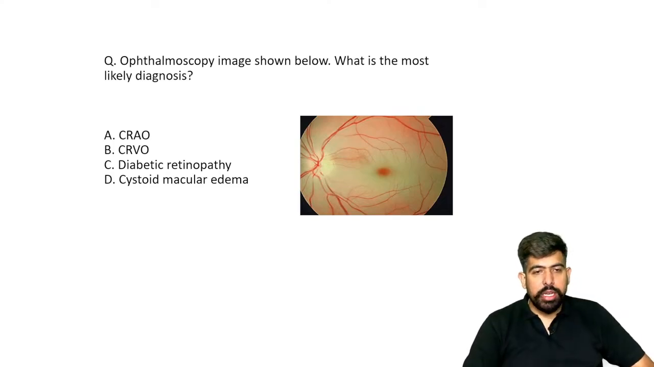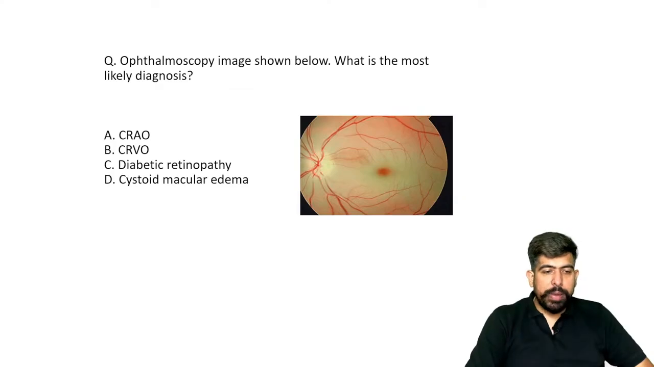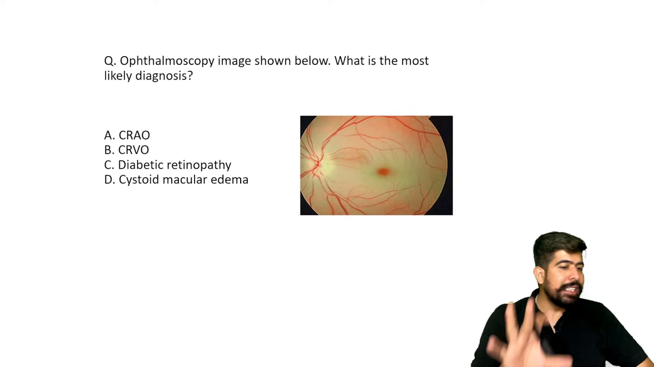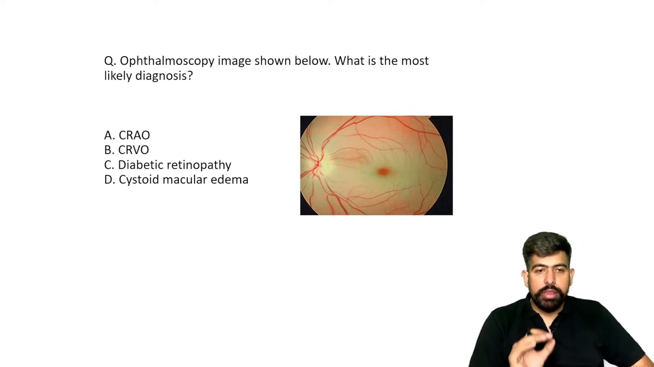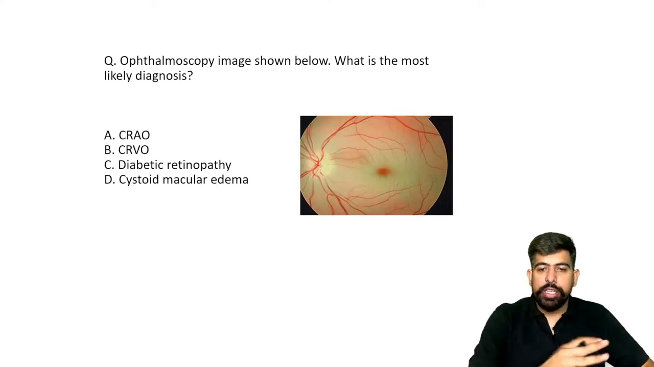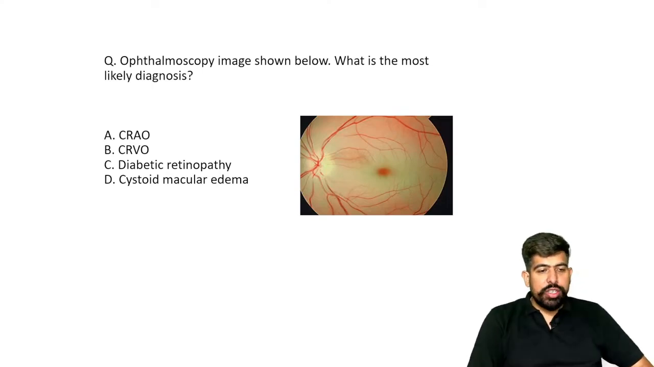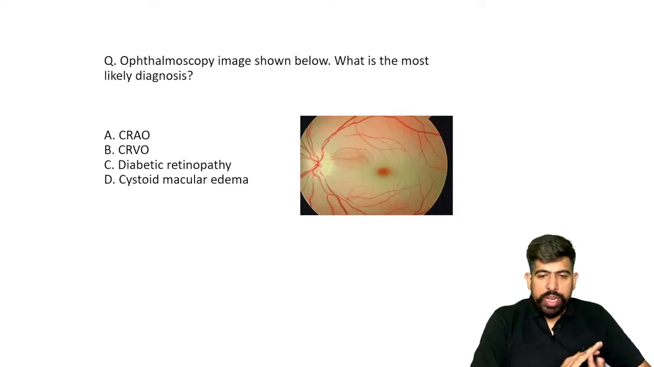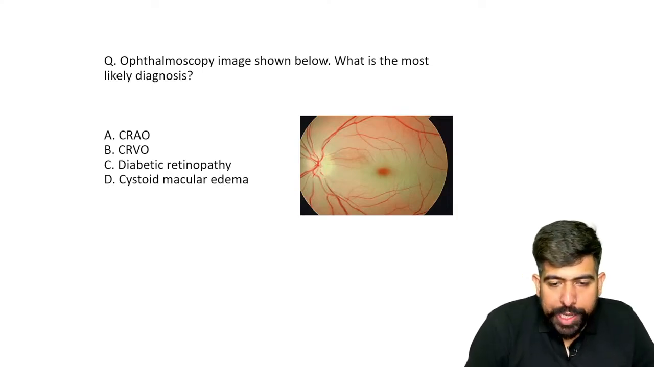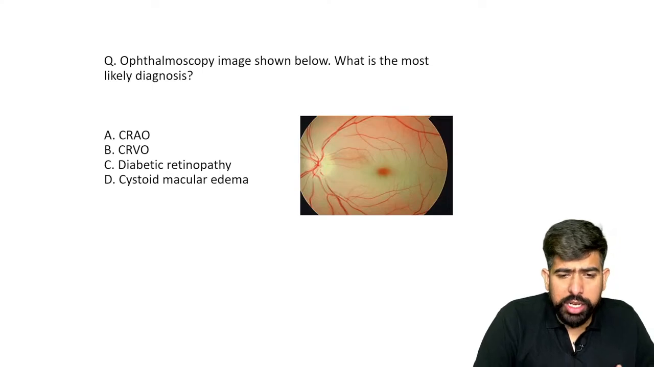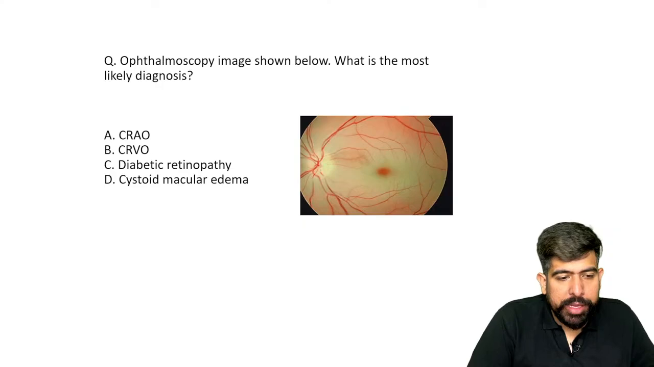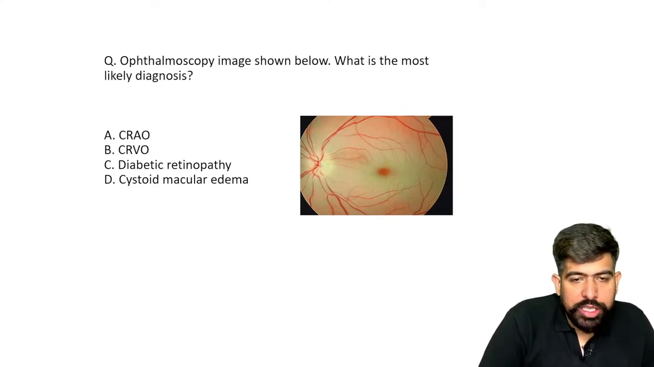By seeing the image, you can understand this. An ophthalmoscopic image is shown below; what is the likely diagnosis? Just by seeing the image you can make the diagnosis, and this is a very well-known name for this particular sign. Please try to reply in the chat box. I'm waiting for your answers, guys. Don't be confused, just try.